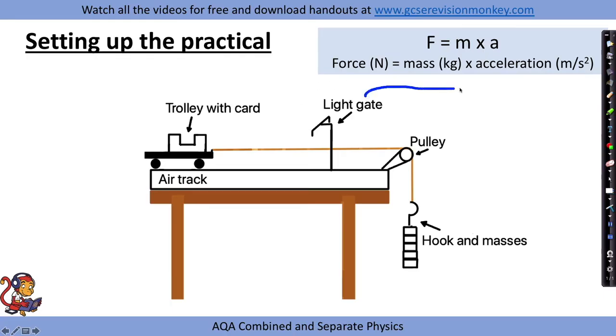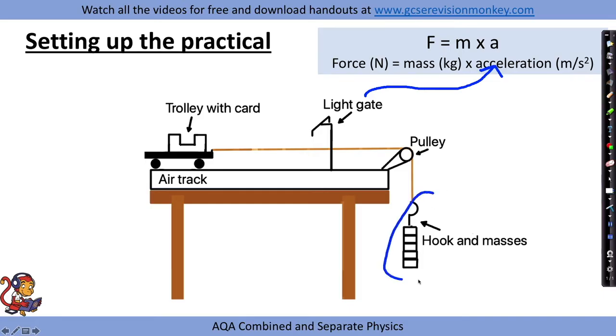Here's the light gate that we just said previously is going to measure our acceleration. We've got a trolley, or a moving object, with our specially shaped piece of card on top that is going to go through the light gate and measure our acceleration. To pull the trolley along, we've got a piece of string which goes round a pulley, and it has a hook with some masses on the end.